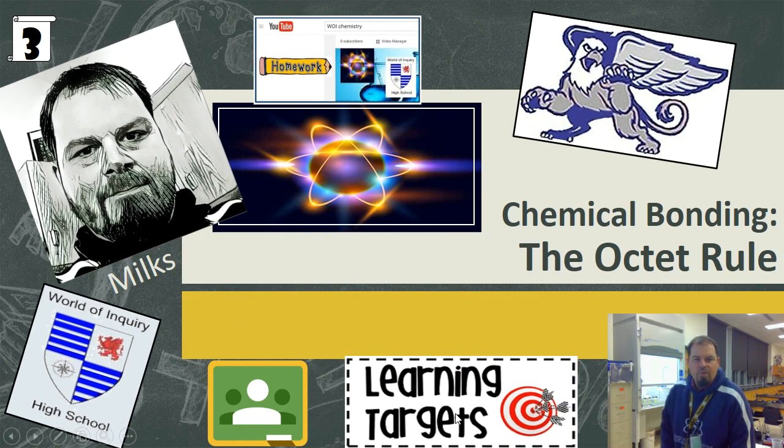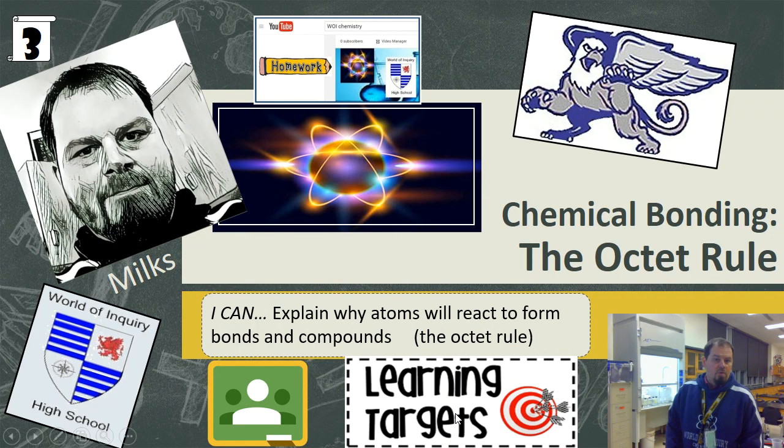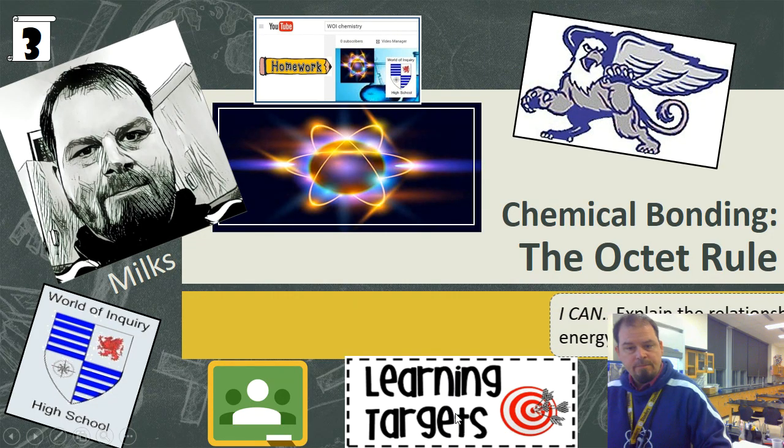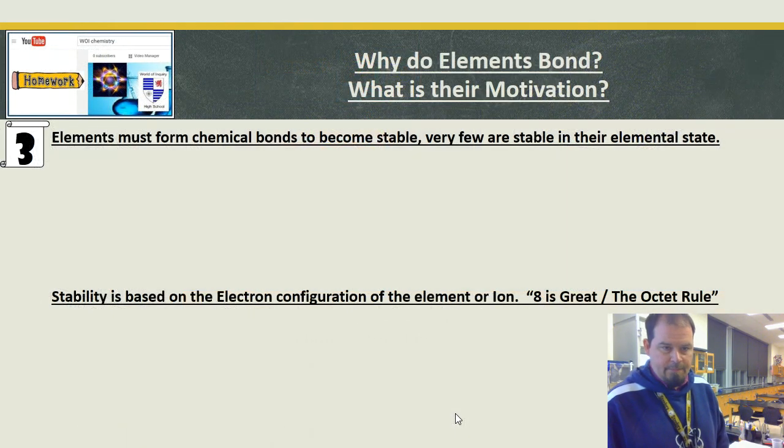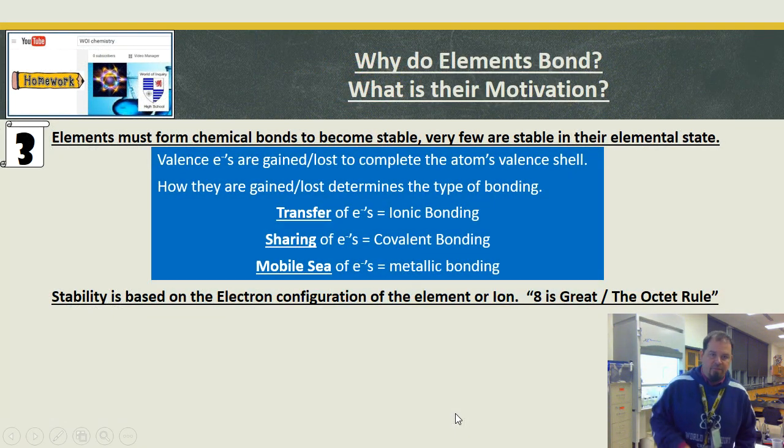Video number 3. This is going to be on the octet rule, and we're going to figure out why atoms react to form bonds. And then we are going to explain the energy needed to make or break bonds. Okay? So, first piece of information is the nuts and bolts of the entire unit.